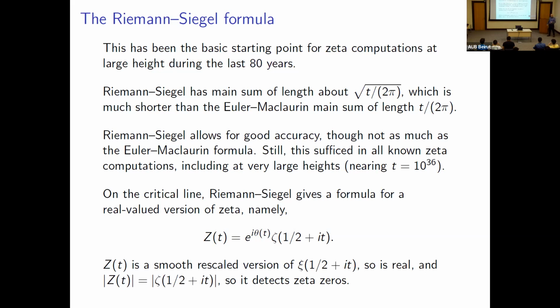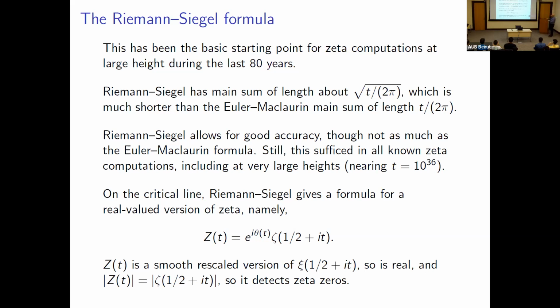So the Riemann-Siegel formula has an interesting history, and it's been the starting point, at least, for computations with zeta for the last 80 years. Even in the methods that use a main sum of length t to the 1/3 or t to the 4/13, they start with the Riemann-Siegel formula, and what they're doing is re-expressing the main sum in that formula using a shorter length. So that's usually the starting point.